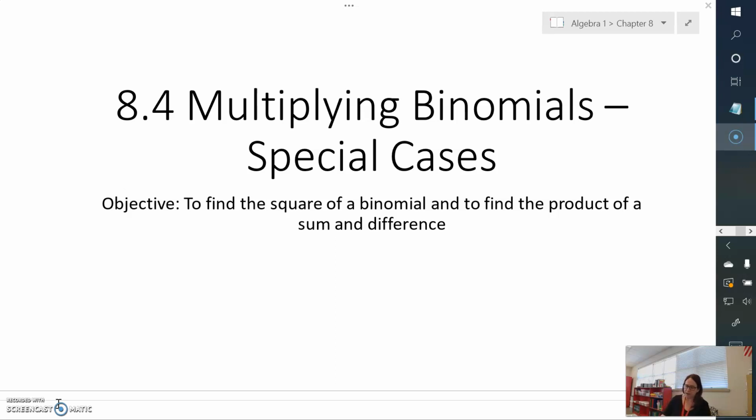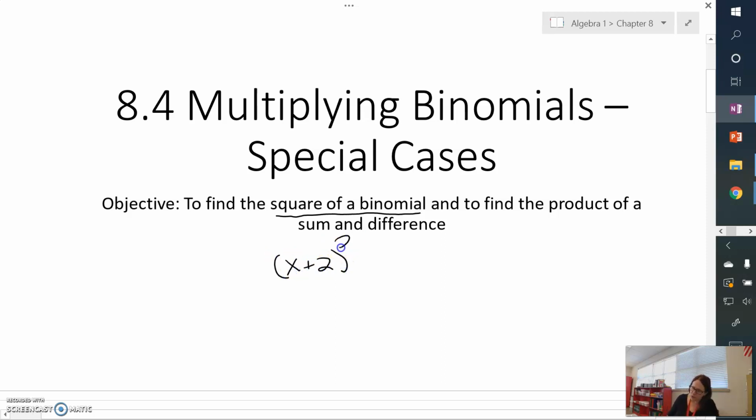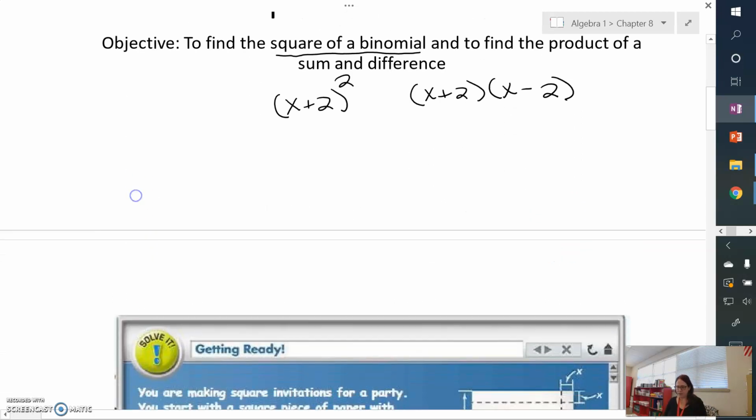Section 8.4, multiplying binomials, and these are two special cases. We're going to find the square of a binomial, so it will look something like this, x plus 2 squared. We're also going to find the product of a sum and difference, so it would look like this, x plus 2 and x minus 2. So let's go ahead and get started.